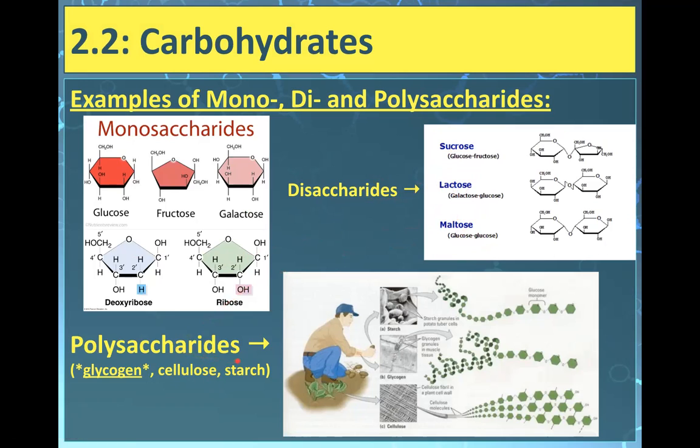Polysaccharides are going to be the big, long chains or huge networks of monosaccharides bonded together. Glycogen, I have it starred here. That's what we are going to be referring to most because that's what we store sugars as in our cells. Cellulose is going to be part of a lot of plants. It's part of cell walls. Starches are going to be part of things like fruits or potatoes.